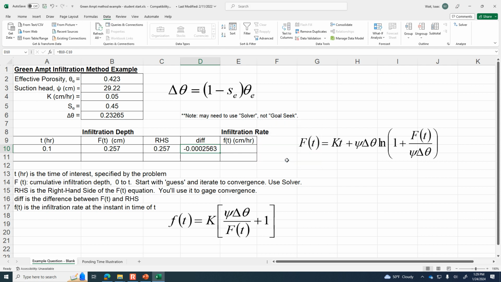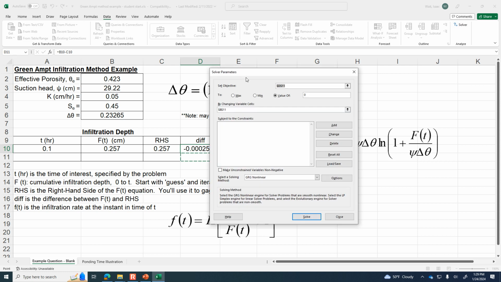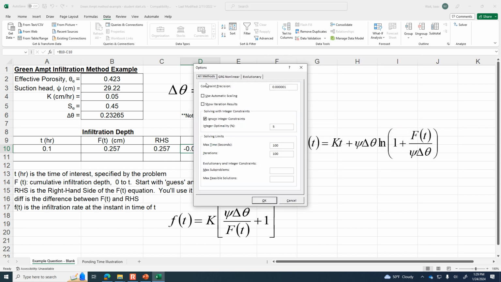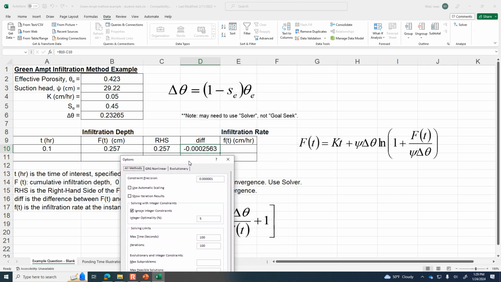Okay, that's a pretty good solution, but you'll notice that the difference isn't actually 0. It stopped iterating too soon, and so if we use solver, here in the options for solver, you can tell it the precision constraint. So you could tell it how close the two things have to be for it to stop calculating. Right now you'll see the precision, there's more digits there, like GoalSeek quit a lot more quickly than solver will, and I could add a few more zeros if I want it to be really precise.